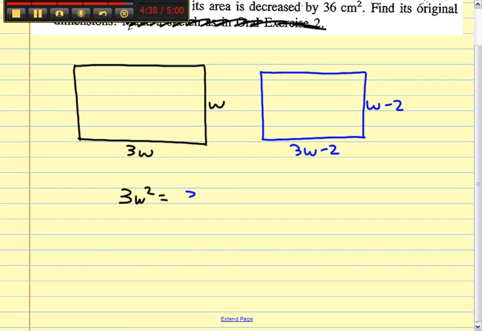How do I represent the area for the smaller one now, Sophia? 3w minus 2 times w minus 2. Now my equation's almost ready, but I'm running out of time. So let me pause here and we'll finish this one up on the next video.